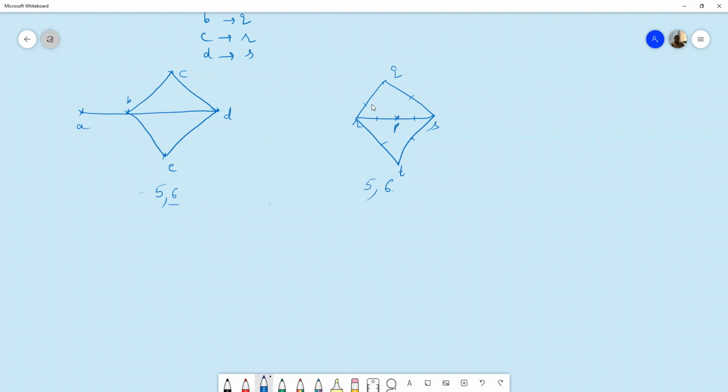So same number of edges and the same number of vertices, but still they are not isomorphic. Because in this graph here, we have this vertex A, which is incident with only one edge. But in this graph, there is no vertex which is incident with only one edge. So these two are not isomorphic to each other.